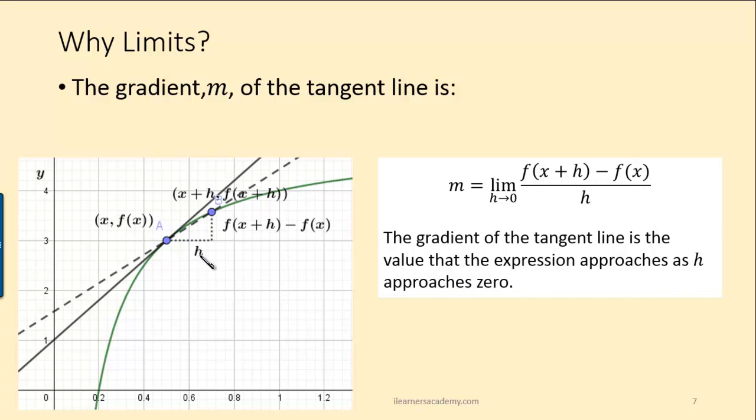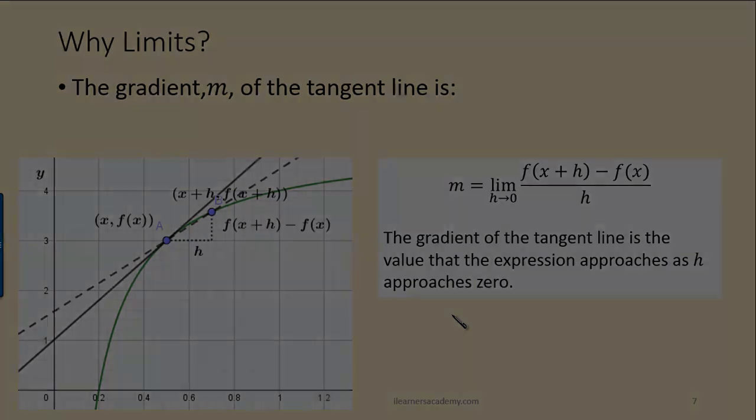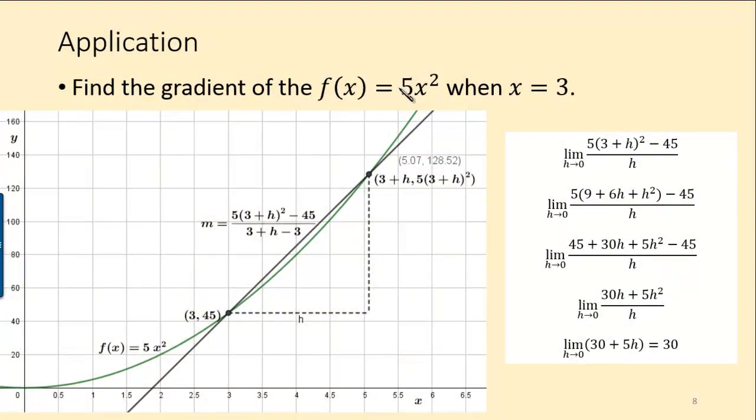But if we keep reducing this horizontal displacement, we see that as h approaches 0, the gradient of the secant line approaches the gradient of the tangent line. So let's apply this to a concrete example. Here we're given the function f of x equals 5x squared, and we're asked to find the gradient of a line drawn tangent to this function at x equals 3.